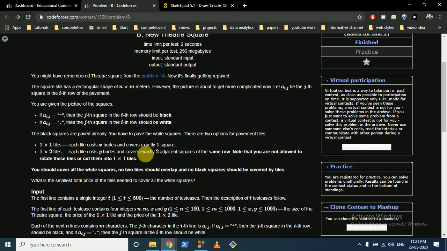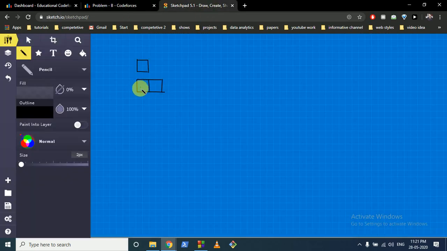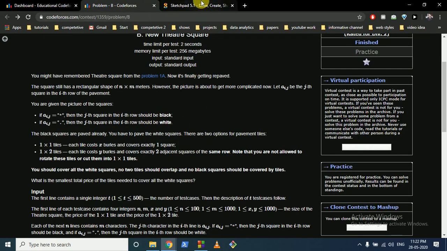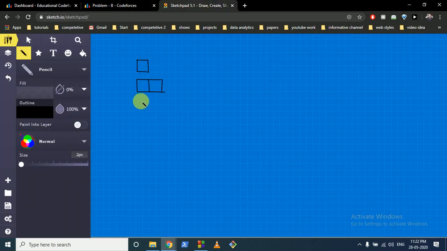The trick in this question is that you have to put the two adjacent squares of this tile in the same row. You are not allowed to rotate it or cut it into two 1x1 tiles. So you are only allowed to place it within one row. You have only one option, either to use this or this.